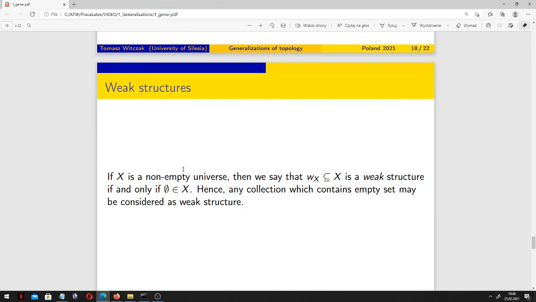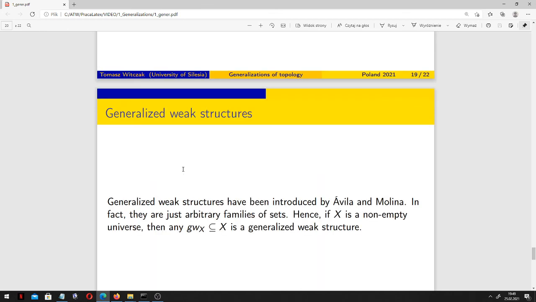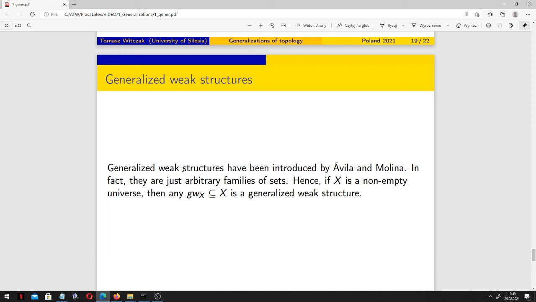Weak structures, considered probably by Császár. The only condition is that the empty set belongs to our structure. Any collection which contains the empty set may be considered as a weak structure. Finally, we have generalized weak structures. They've been introduced under this name by Ávila and Molina, but they are just arbitrary families of sets. If X is a non-empty universe, then any family containing X may be considered as a generalized weak structure.